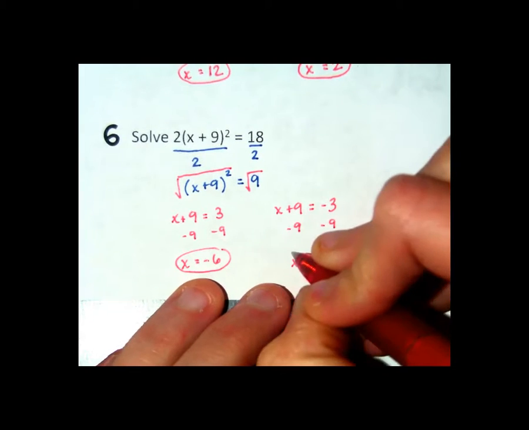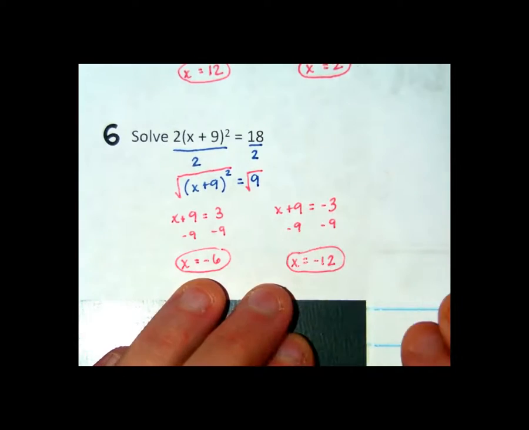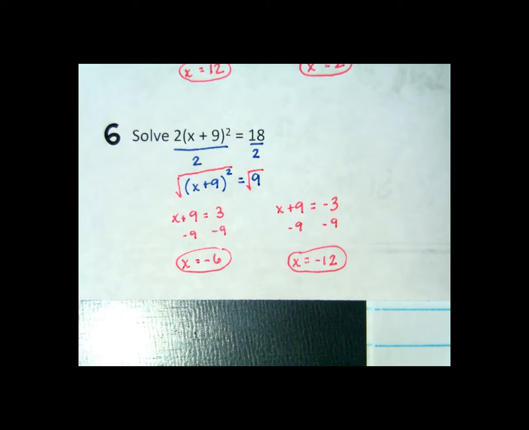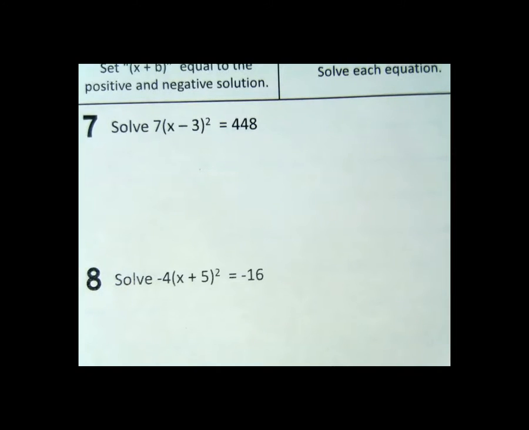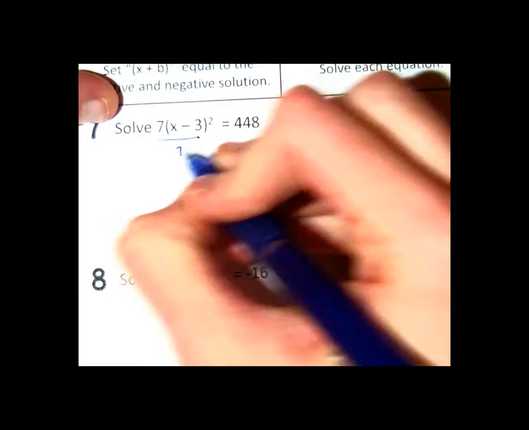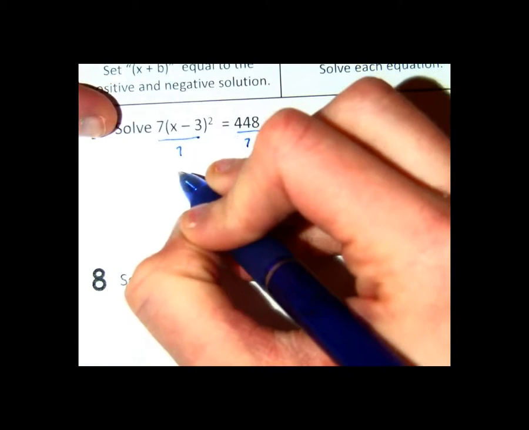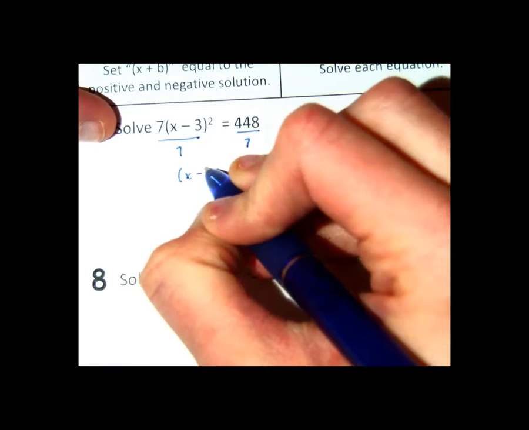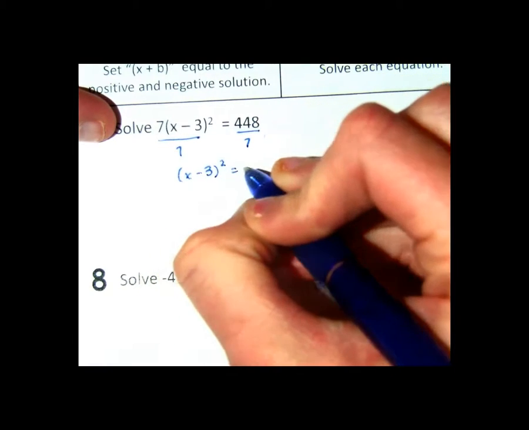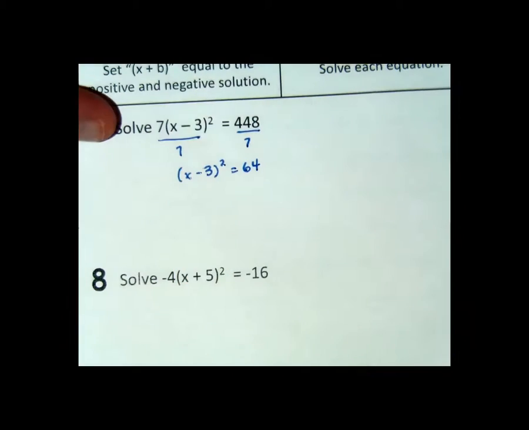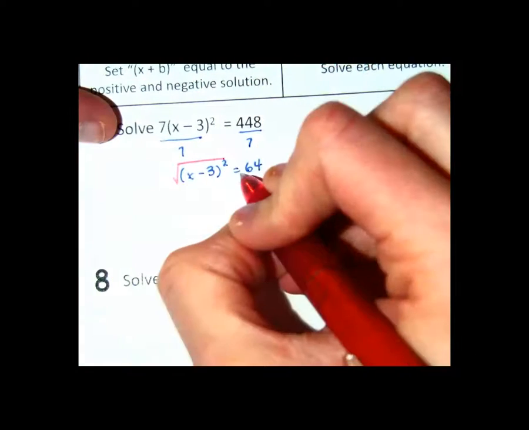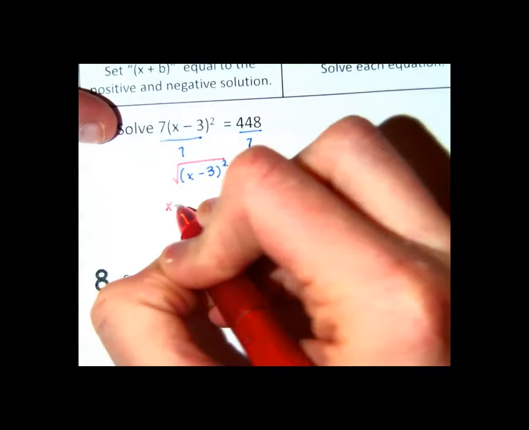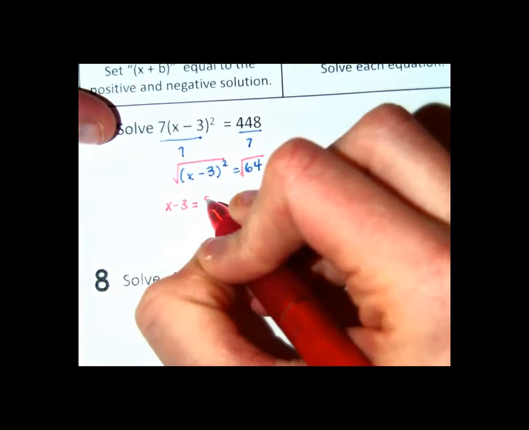I want you guys to try 7 and 8. Alright. What'd you guys do for number 7? Divide by 7. I have no idea what 448 divided by 7 is. 64. Okay, now what? Square root. x minus 3 equals 8.